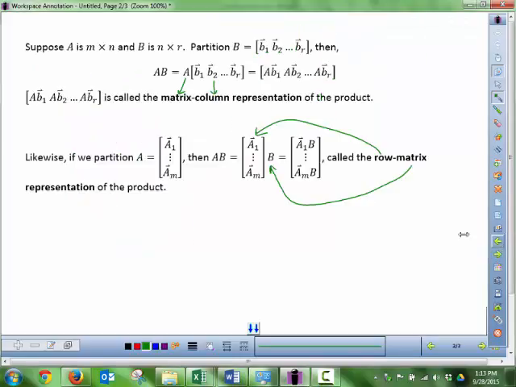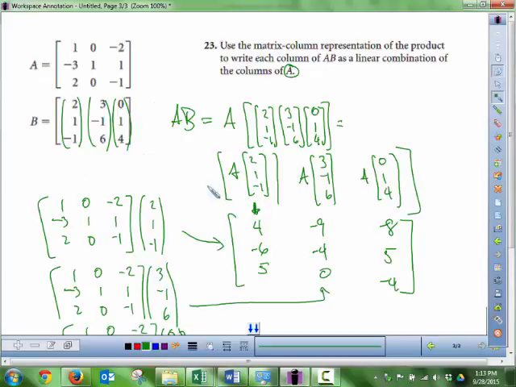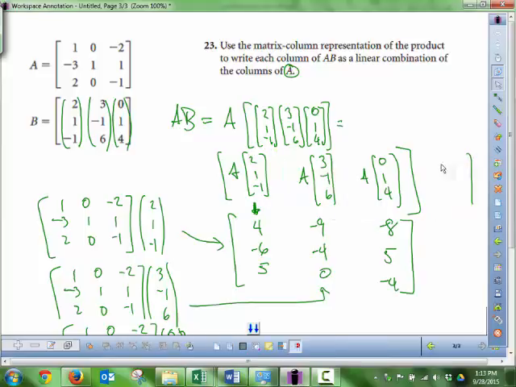So if we refrained from doing the multiplication and kept our product looking like this, where each column of the product is really just the matrix times each column from the second matrix, then we can see it written like this.